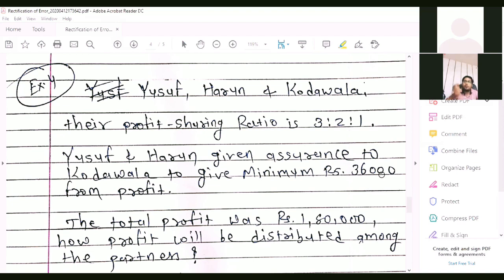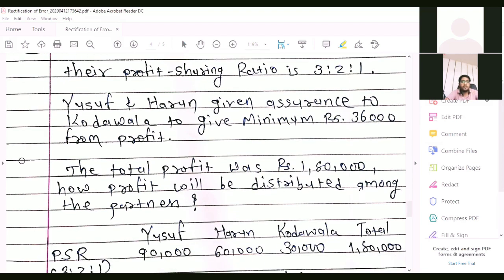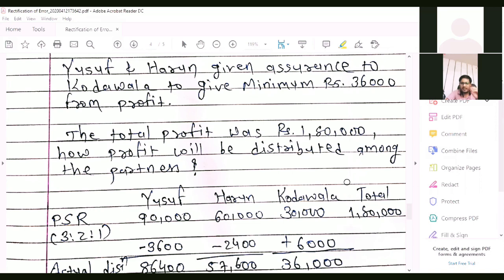36,000, then who will give this amount? Those who have given the assurance. So Yusuf and Harun will give this amount in their respective ratio. I hope this paragraph is clear. Let's see. Further information. The total profit was 1,80,000. How will profit be distributed among the partners? Let's see. Very simple question.